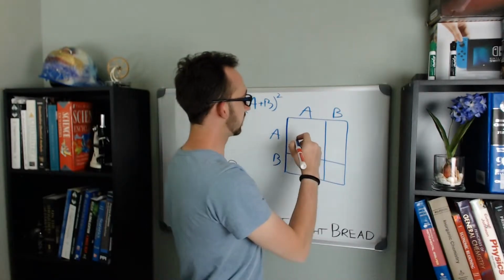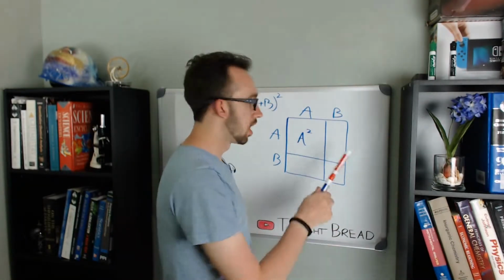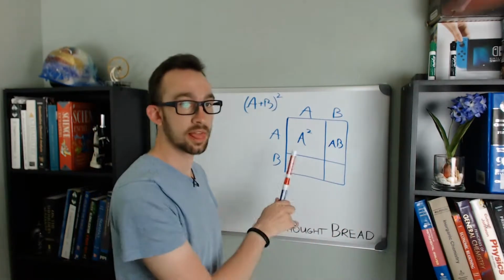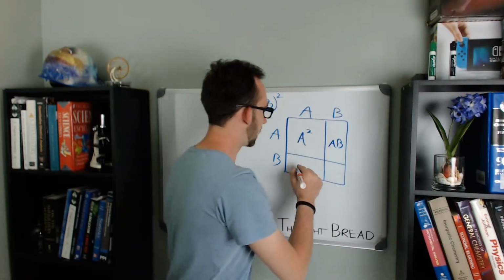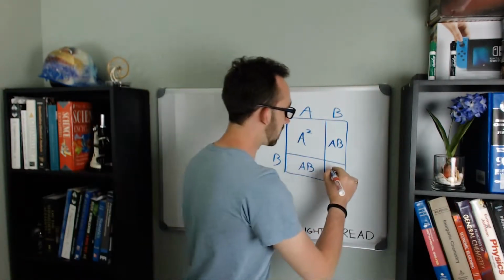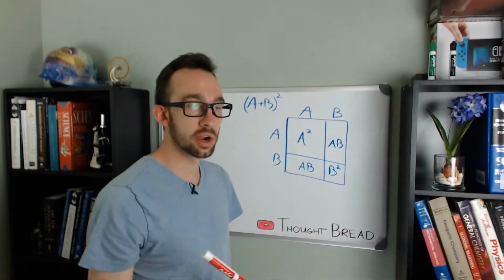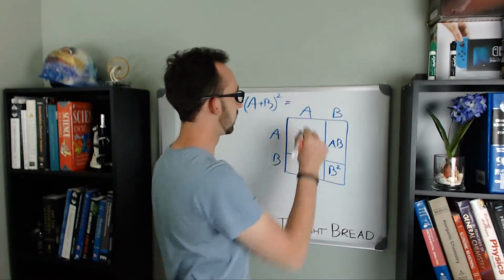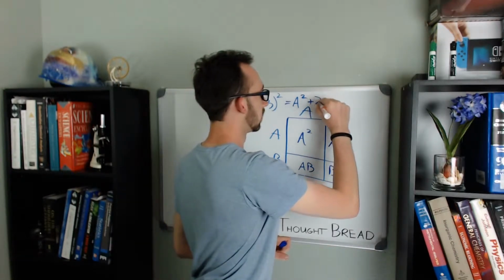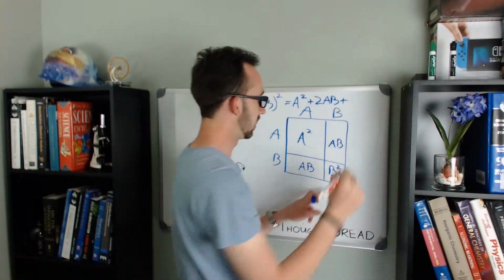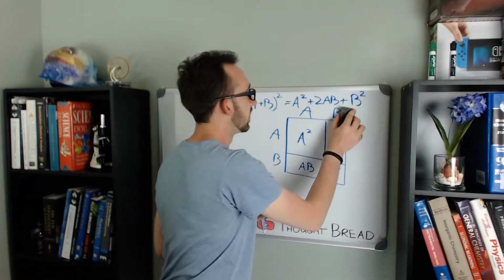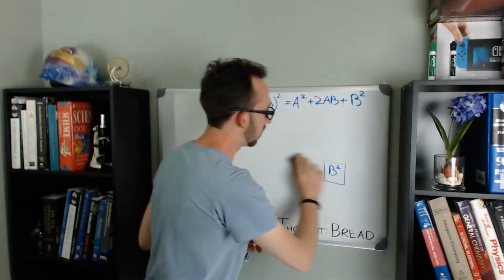This one here is going to be a times a, or a squared. This one is going to be a times b, or ab. This one is going to be a times b again. So here's that ab. And then finally, this square is going to be b times b, or b squared. And if we add all of these up, we get a squared plus 2ab. This may look familiar already, plus b squared. And that is why we get this middle weird term here in the middle.